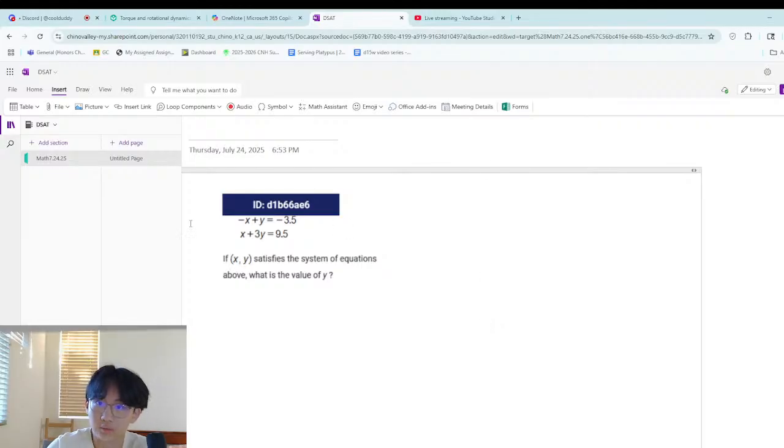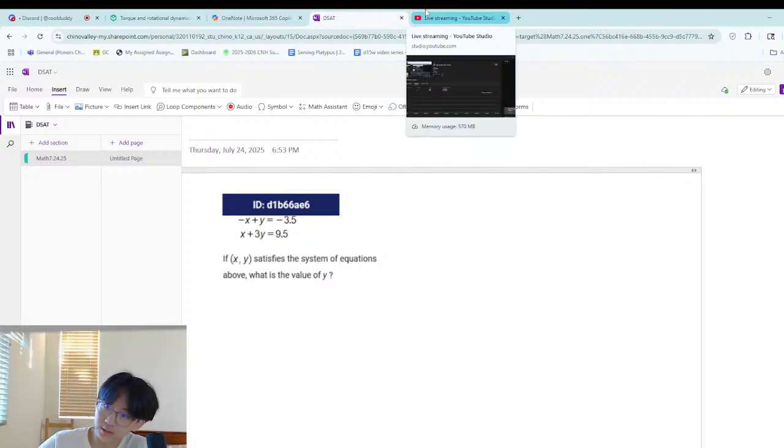It says, if (x, y) satisfies the system of equations above, what is the value of y? This question can be solved in two different ways. We can solve this manually, or we could do this through Desmos. I'm gonna show you the manual method, and then we'll go through Desmos.